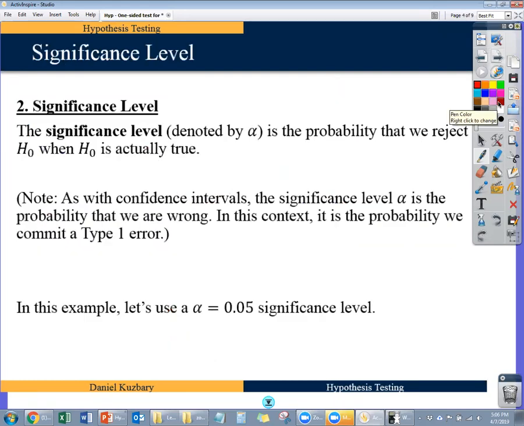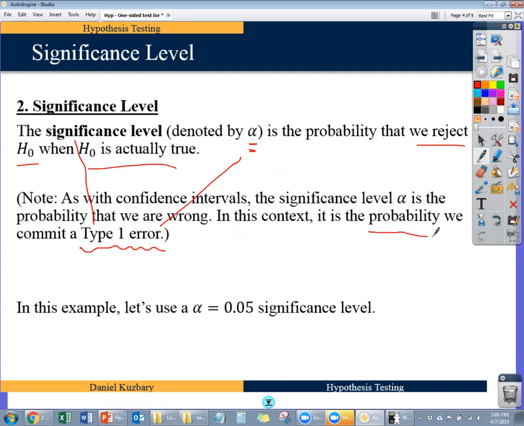The second component of a hypothesis test is the significance level, which means the same thing in this context as it does with confidence intervals. When you make a confidence interval, the significance level is a way of saying the probability you're wrong. Here's a good definition: the significance level, denoted by alpha, is the probability that we reject H naught when H naught is actually true. We have another term for this, type 1 error. So the chance that we reject H naught when H naught is actually true is called type 1 error, and we denote it by alpha, and we're also just going to call that the significance level.